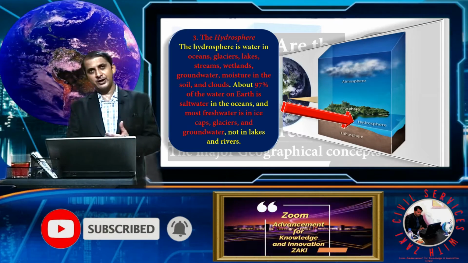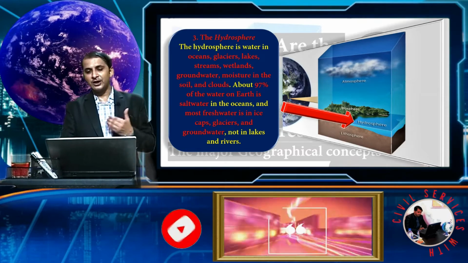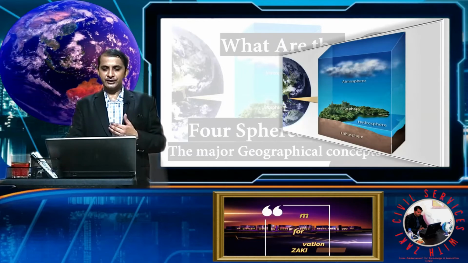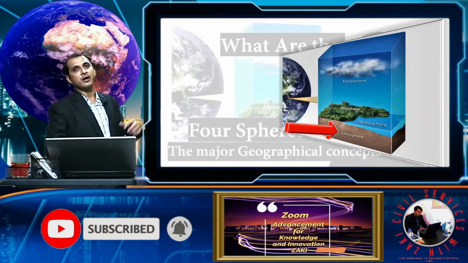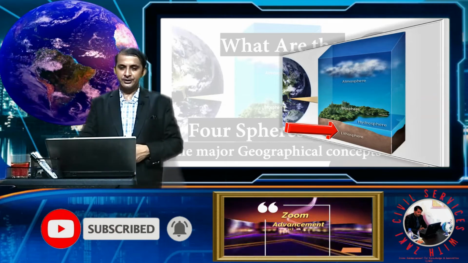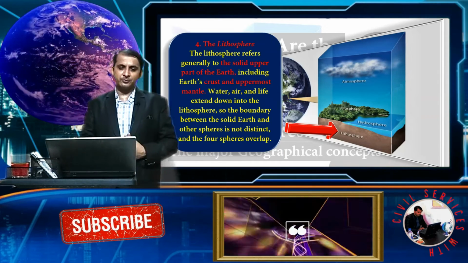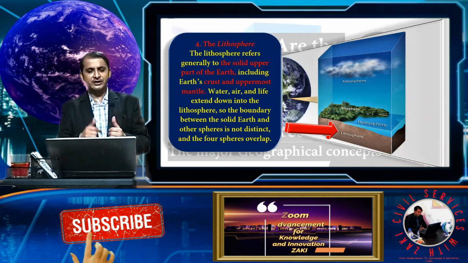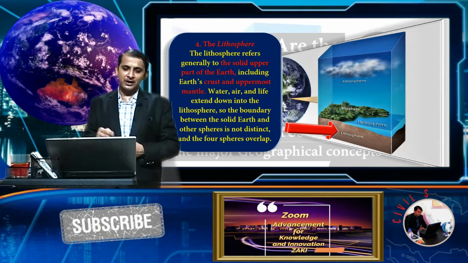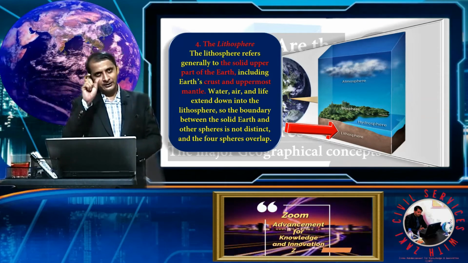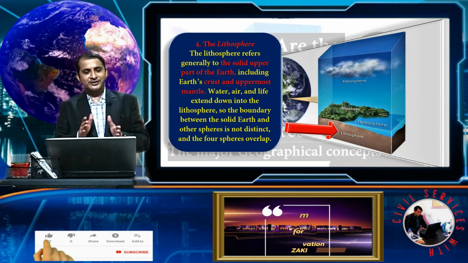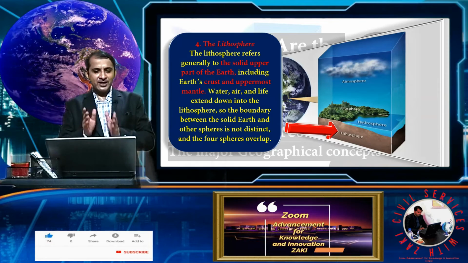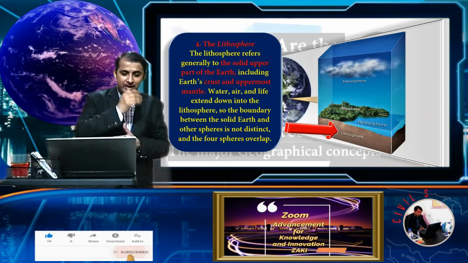after the hydrosphere, we go to the lithosphere. See here, this is the lithosphere, the bottom part of the earth. So it is the crust. The lithosphere refers generally to the solid upper part of the earth. It includes the earth's crust and the uppermost part of the mantle. So water, air and life exist down into the lithosphere.